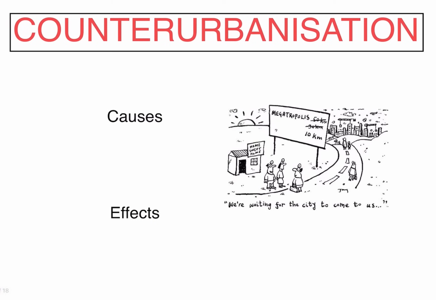Right then, counter-urbanisation. Let's keep going, shall we? So first of all with this one, I think we want to think, well, what causes this? What sort of effects have we got here? So counter-urbanisation is the movement of people from our larger urban areas into our smaller urban areas or rural areas, basically leapfrogging the rural-urban fringe.